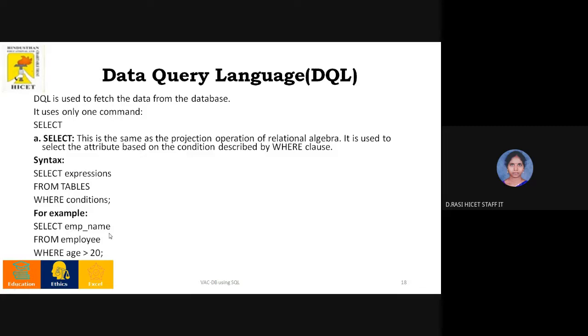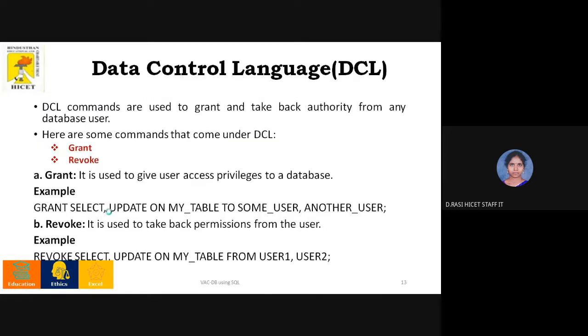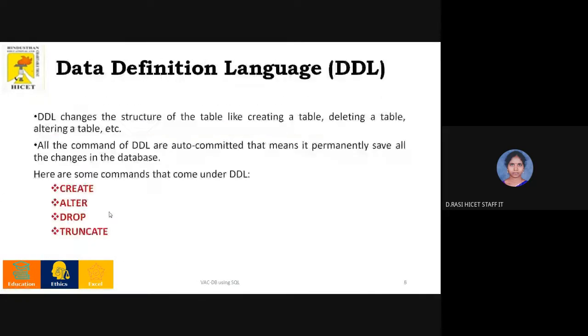From is again a keyword, and I'm going to specify the table name. Where is a keyword, and I'm going to specify conditions. If this condition gets matched in the employee table, the employee name alone will get displayed. So this is up to your query language, up to your SQL commands.